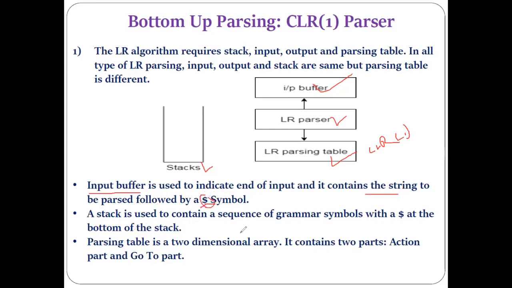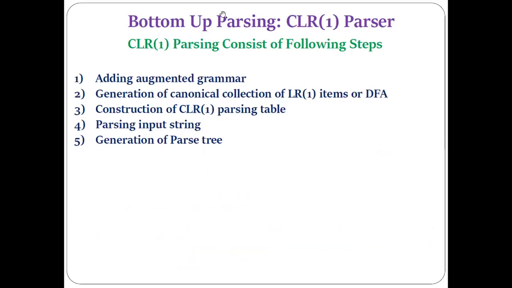Also, we require the stack. The stack is used to contain the sequence of grammar symbols. Last time I told you, when we are parsing the string, the stack contains the grammar symbols. We also require the parsing table, which is a two-dimensional table, and it contains two main parts: one is the action part, another is the goto part. While we parse the string, the parsing table helps us take the decision when the reduction should be done.